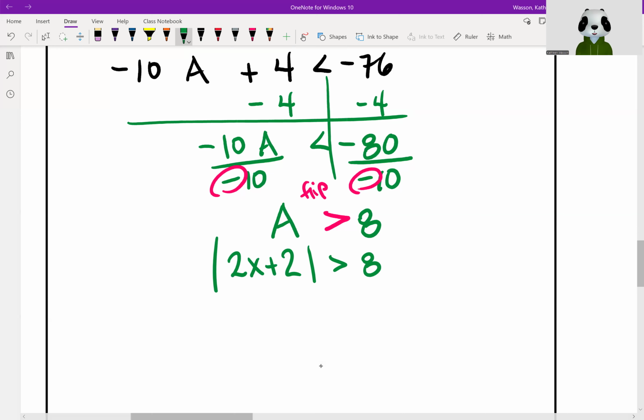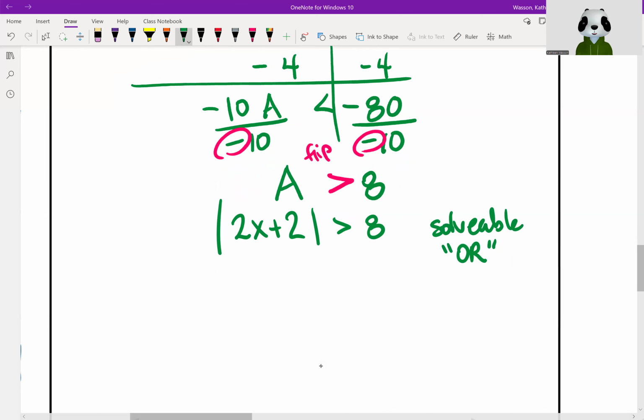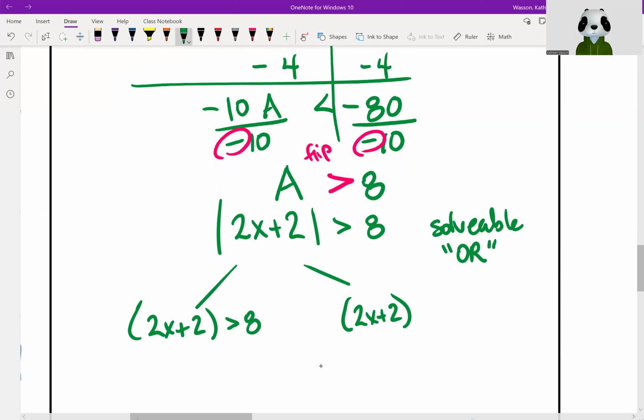It will be an OR problem. And I'll just split this into two groups. I'll put 2x plus 2 in parentheses greater than 8, and again, 2x plus 2 greater than 8. I need to add the directions back on, so I'll have a positive group and a negative group. And when I multiply this expression times 1, I still have 2x plus 2, and it's still greater than 8.